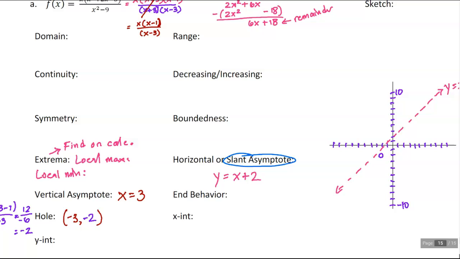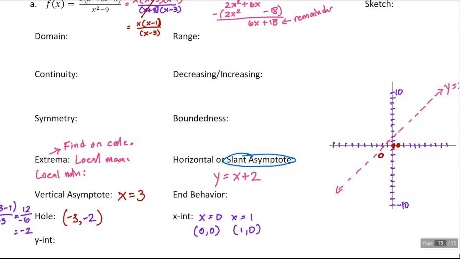And then I am going to find my x-intercept and y-intercept. We find our x-intercepts by the zeros in the numerator. So our zeros in the numerator are x equals 0 and x equals 1. So my x-intercepts are (0, 0) and (1, 0). I should do a different color other than purple.